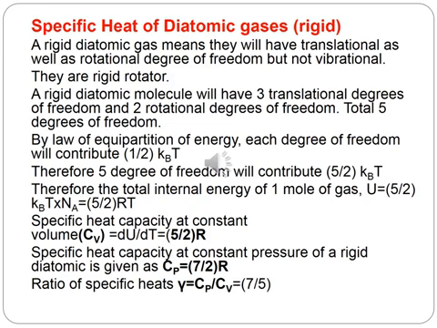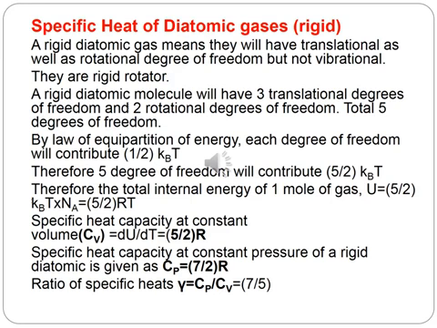According to the law of equipartition of energy, each degree of freedom will contribute 1 by 2 kBT. Therefore, 5 degrees of freedom will contribute 5 into 1 by 2 kBT, which is equal to 5 by 2 kBT. Then what should be the total internal energy of 1 mole of gas, which is U is equal to 5 by 2 into kBT into NA. It is equal to 5 by 2 RT.